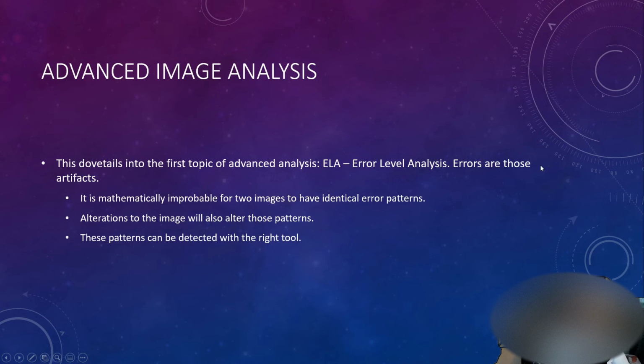So those JPEG artifacts are also known as errors, which brings us to our first advanced image analysis technique, error level analysis. Those errors, those artifacts, are basically the result of compression and they appear as a result of fine details in the image data. Meaning that we run into a situation that's quite serendipitous for us as investigators applying forensic iconology. It's mathematically improbable for two images to have identical error patterns because of different subjects, different scenes, different compression levels, different noise values. Alterations in those images will alter those error patterns, and those patterns can be detected with the right tool.